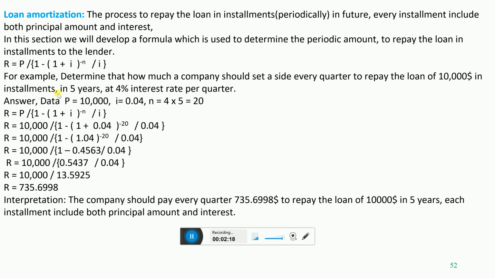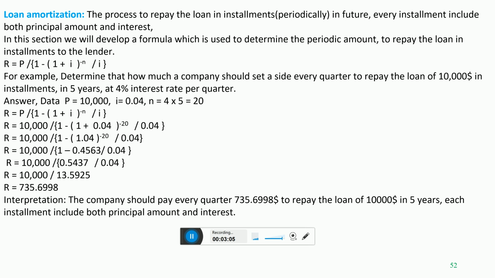Now the answer is this: we will collect the information. The principal loan amount is $10,000, interest per quarter is 4%, and the total number of installments in 5 years is 4 multiplied by 5, which is equal to 20, because the borrower wants to repay the loan quarterly. In 1 year we have 4 quarters, meaning 4 installments, so in 5 years the borrower has to repay 20 installments, and the bank will pay 4% interest per quarter when the company is depositing in a savings account to earn interest as well.